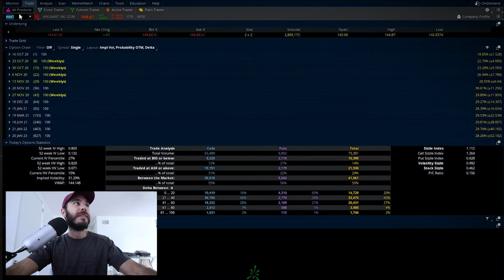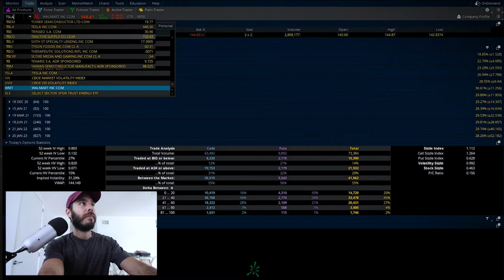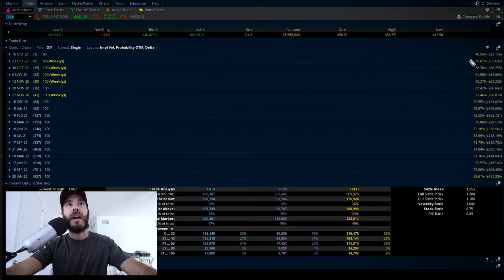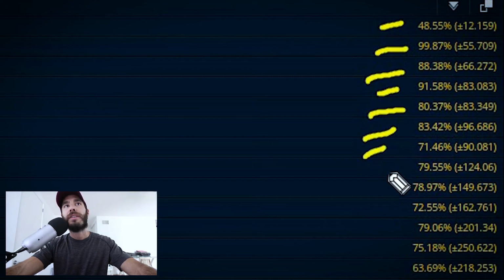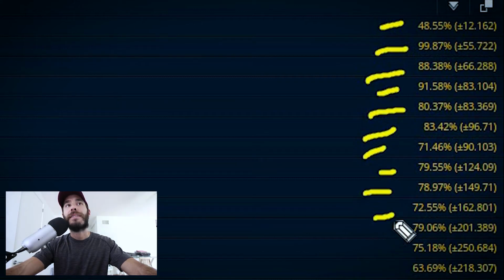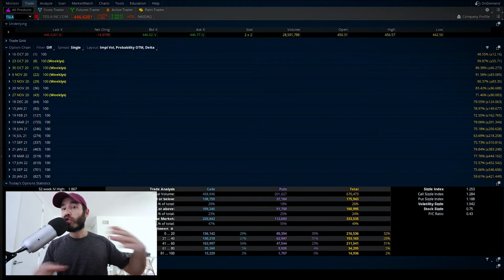Like, even take a look at Tesla. So we type in Tesla, and we look at Tesla's implied volatility: 48, 99, 88, 91, 80, 83, 71, 79, 78, 72, 79. You can see that Tesla has a higher implied volatility, meaning it's going to swing more. So simply taking an IV on one stock and an IV on another stock, you can get a general ballpark. Well, this is a riskier stock versus a Walmart with a lower implied volatility.